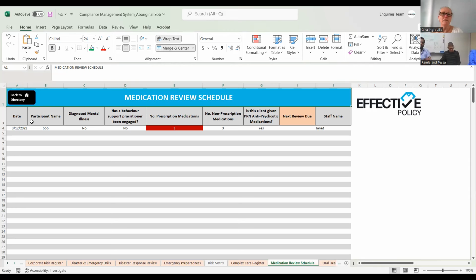Do they have a diagnosed mental illness? No. But are they on an antipsychotic? Yes. Well, that's a red flag, isn't it? That means that antipsychotic is managing their behaviour. So we need to be really, really aware of these things. So many people without mental illness diagnoses being given so many drugs.